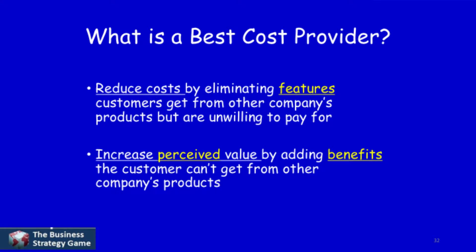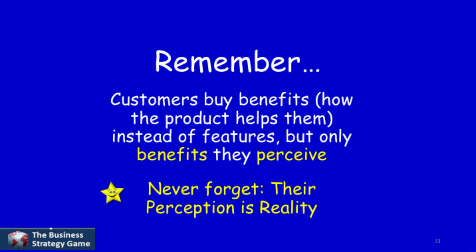Best cost provider tries to reduce costs by eliminating features that customers get from other companies' products but are really unwilling to pay for, that they really don't want to have. And at the same time, it increases the value by adding benefits that the customer can't get from other companies' products. Now, one thing we ought to point out here, customers don't buy features, they buy benefits. A benefit is how the product will help them, why they're better off using the product than not using it.